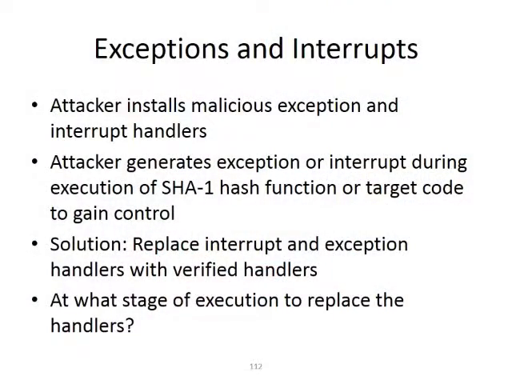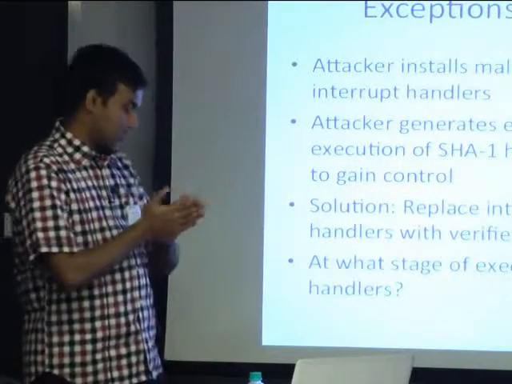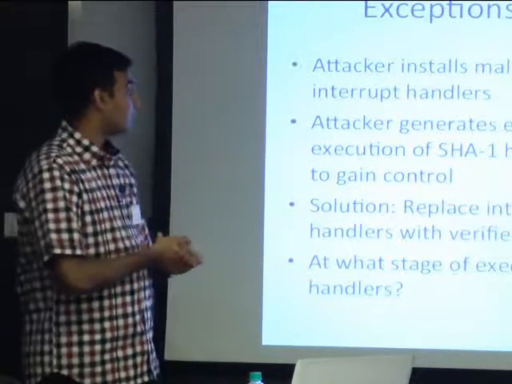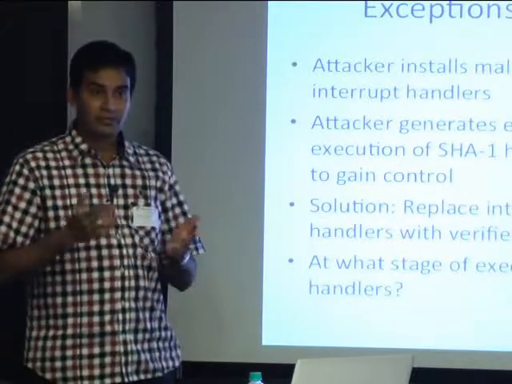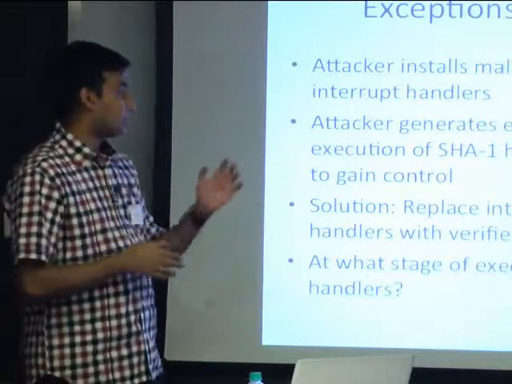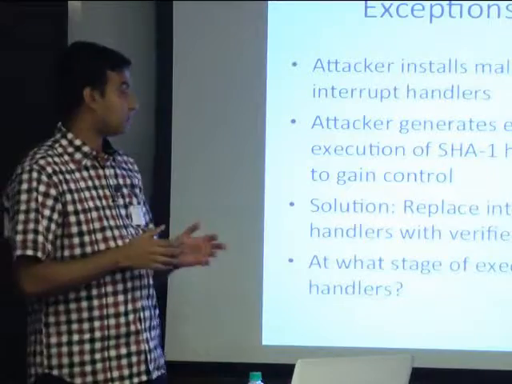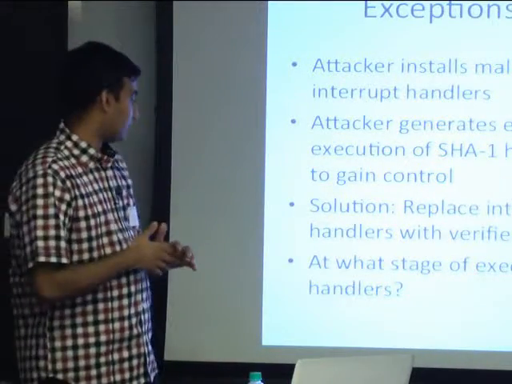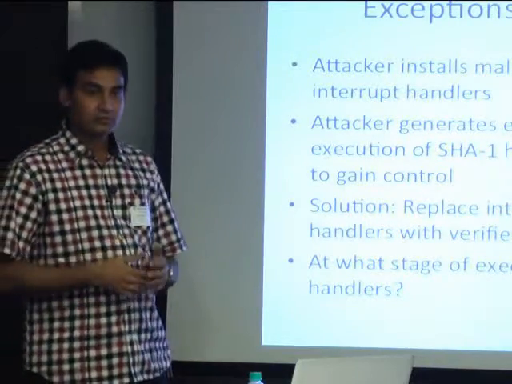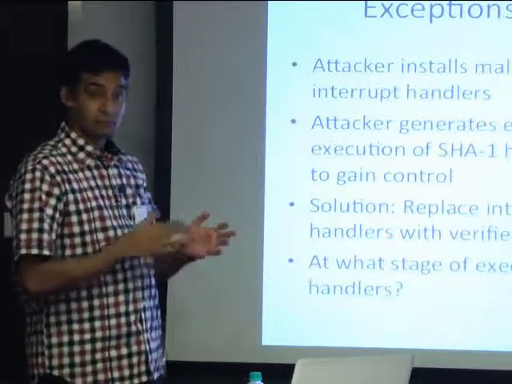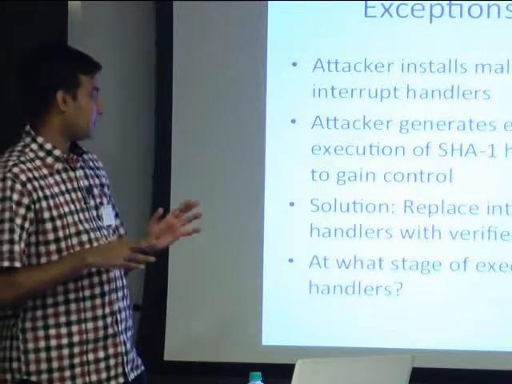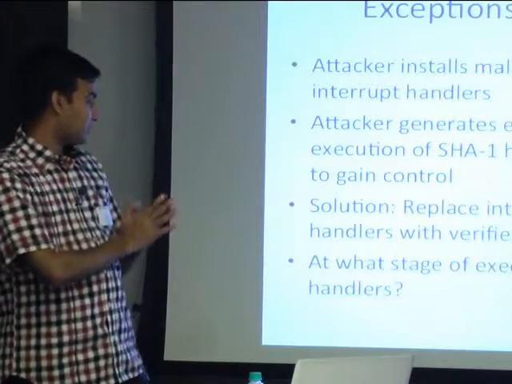Okay, so another set of attacks, taking control using exceptions and interrupts. So what happens here is that the attacker simply installs malicious interrupt and exception handlers. The interrupts can be triggered wherever you want, typically during the execution of the SHA-1 hash function, or even during execution of target code, you'd gain control, do what you want at that point. So the obvious solution, of course, is to replace the exception and interrupt handlers with verified ones, right? So all of them. So we don't want any malicious, registered interrupt exception handlers.